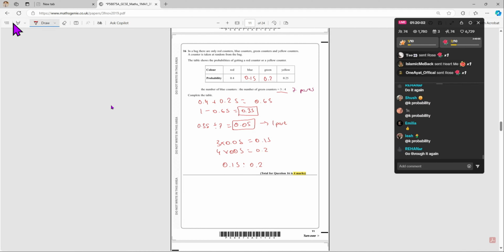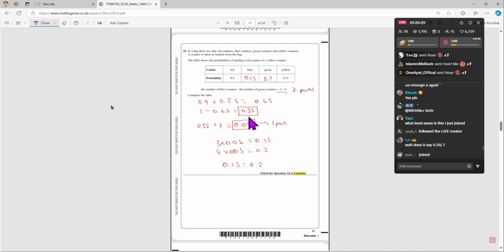So you want me to go through it again? No problem. So we are given the ratio, number of blue counters to the number of green counters is 3 to 4. So we know that probabilities always add up to 1, right? Total probability always adds to 1. So we are going to do 0.4 plus 0.25 to get 0.65 and subtract it from 1 to get 0.35.